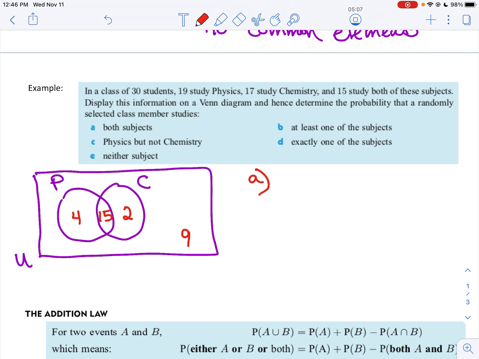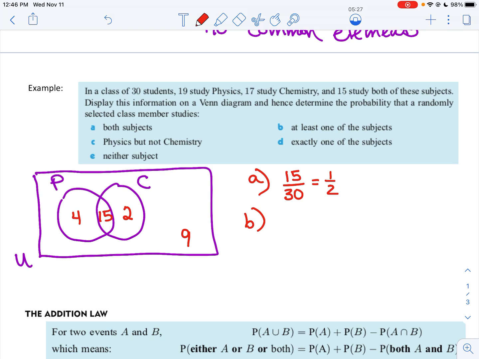All right, so now we want to find the probability, not the number of students, but the probability that a randomly selected class member studies both subjects. Well, both subjects is 15 out of the total, which is 30, so that would be 1/2.